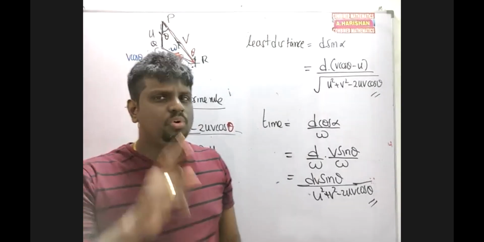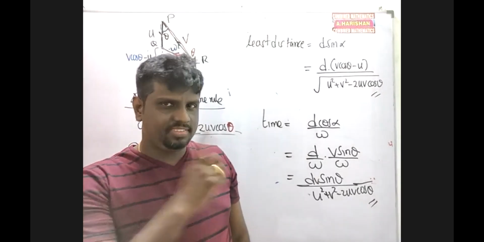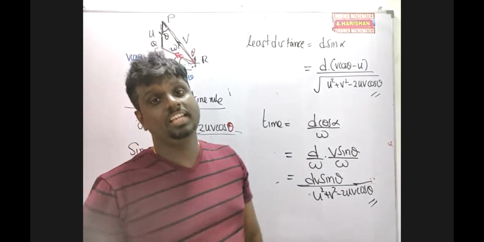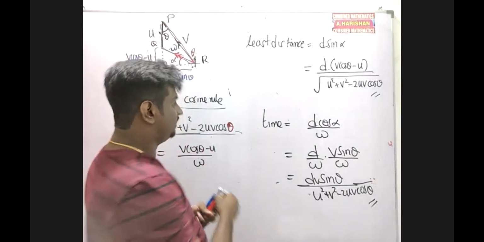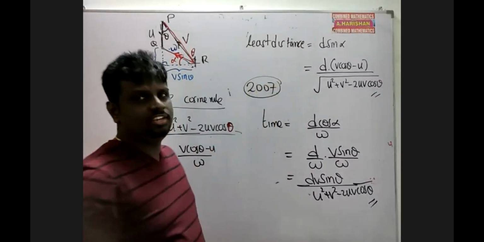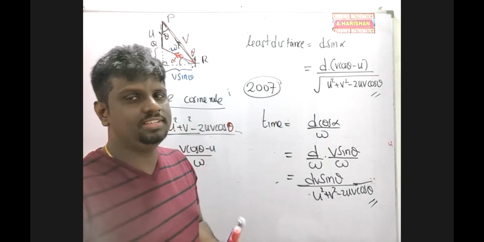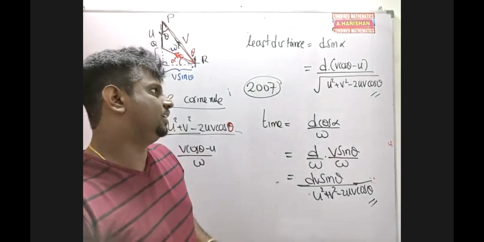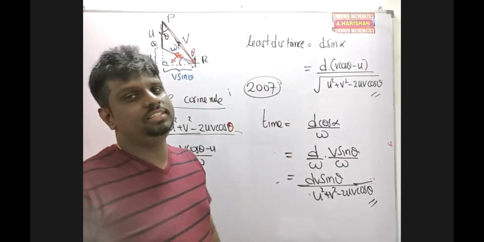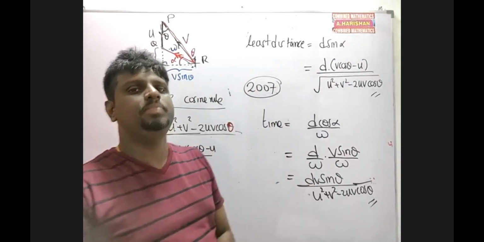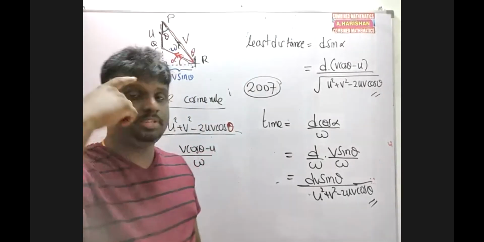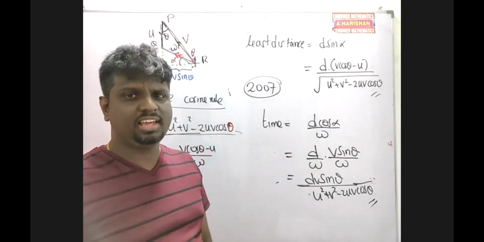If you want to check yourself at this moment, you can do the 2007 past paper. If you have the past paper, you can always go through it. With this knowledge, you can do 2007. Hopefully we will meet in coming classes. The next class we will meet in relative velocity.